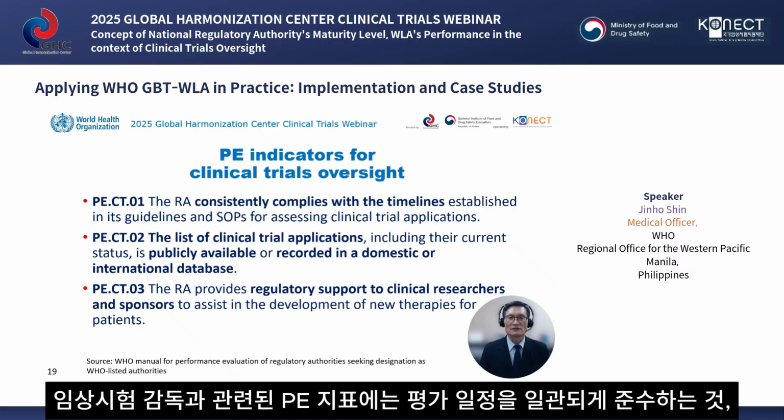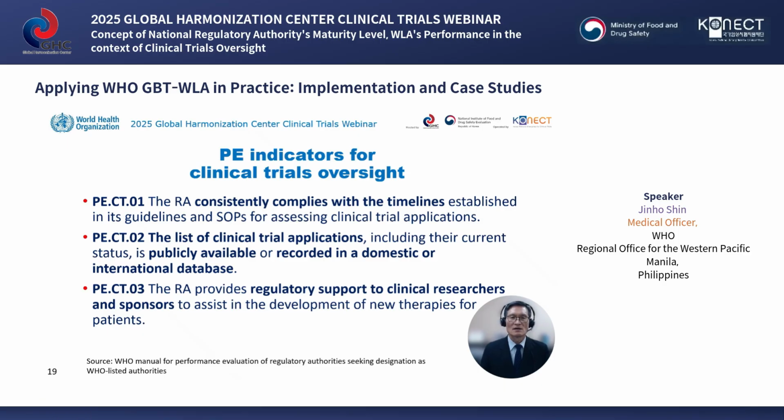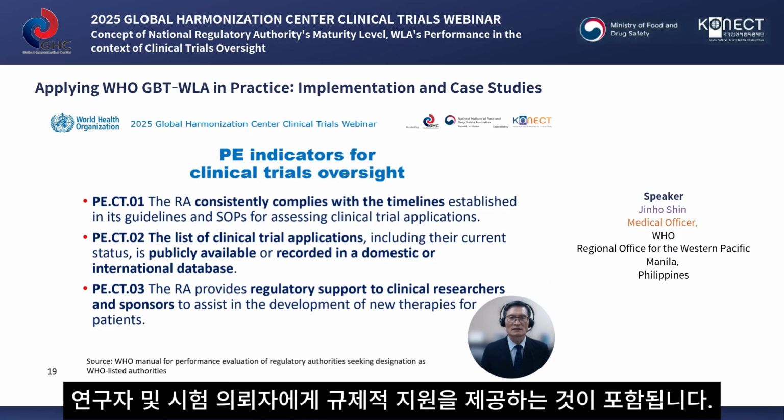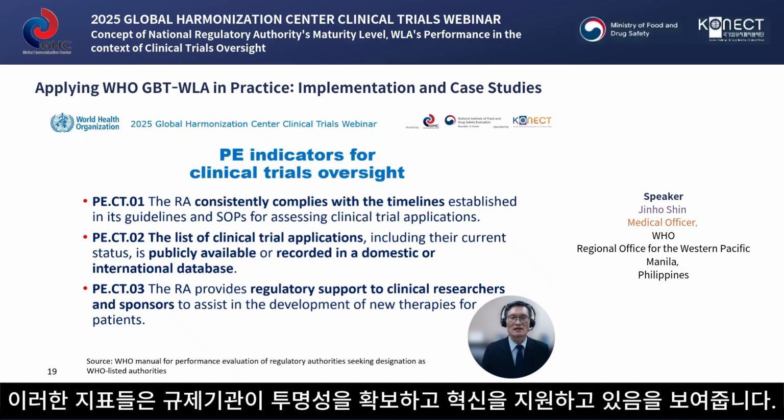PE indicators for clinical trials oversight include consistent compliance with assessment timelines, public availability of trial application lists, and providing regulatory support to researchers and sponsors. These indicators help authorities demonstrate transparency and support for innovation.